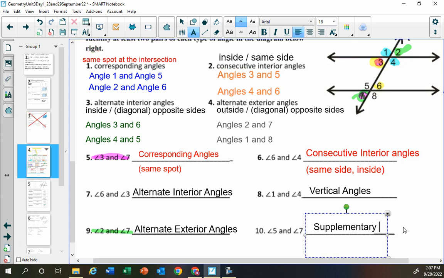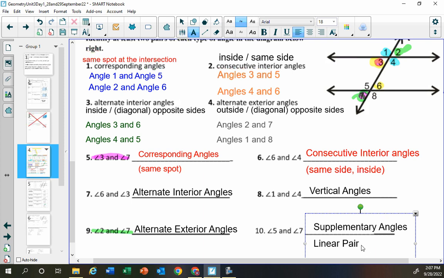That's a linear pair. They're supplementary angles because they form the linear pair. So the linear pair is what we really wanted. They're supplementary because they're a linear pair. That's where I wanted to go with this one.